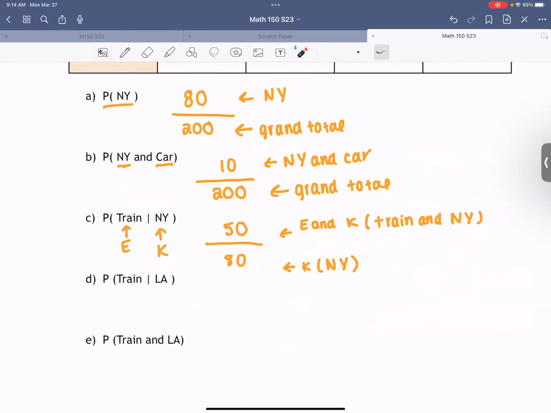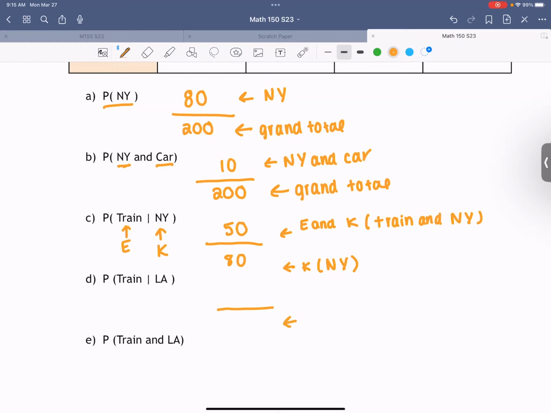Moving on, part D is like, okay, I want to find the probability of the train, given that I already know this person's from LA. So I don't care about anyone who's not from LA. I just want to know if I rounded up everyone in LA, what's the probability that that person takes the train? Okay, so let's fill out this one.